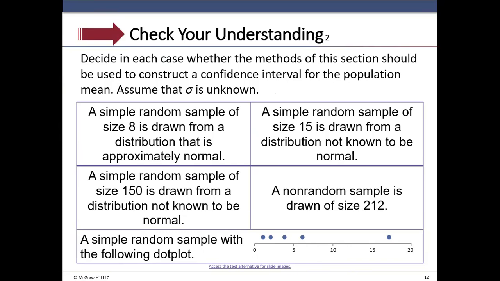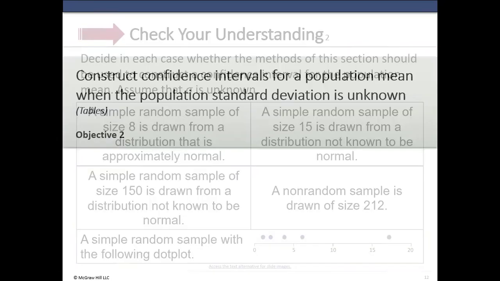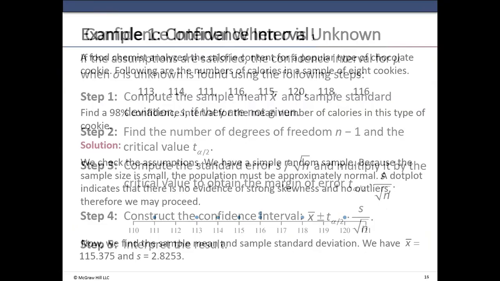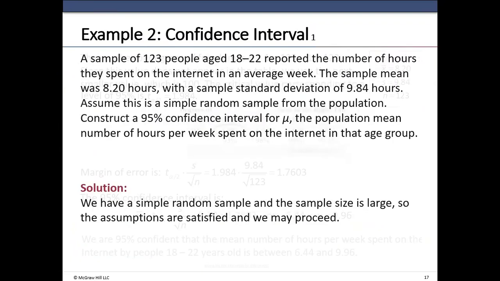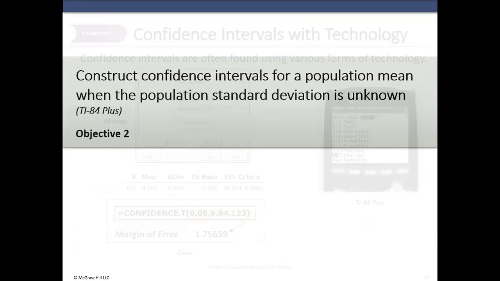How about the one on the bottom? Looks like there is an outlier on the right. The dot on the right is an outlier. Hence, the sample did not come from a normal distribution, so we cannot use the methods discussed in this section. So let's go directly to the one where we will use the table.